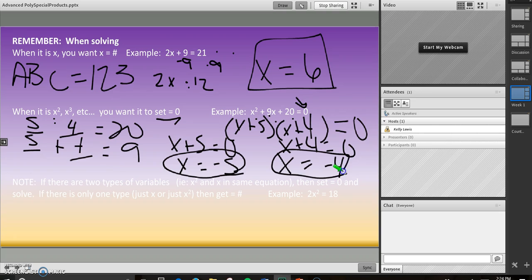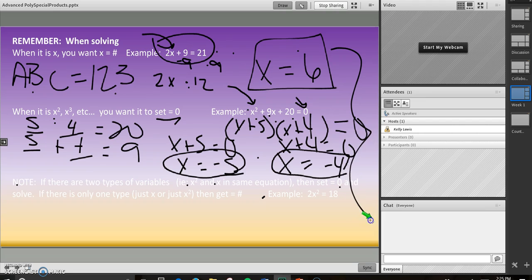And I get two answers because of that x squared. If it said x cubed, I would do some stuff and I would get 3 answers. Here it's just a single x, so I get a single answer. So if there's two types of variables, like x squared and x, like the one we just did, then we set equal to 0 and we solve it. Normally we factor it, or later in the semester we'll learn a couple other ways to solve it. If there's only one type of variable, like just an x, like this guy, or here, just an x squared, then we want the ABCs to equal 1, 2, 3s.